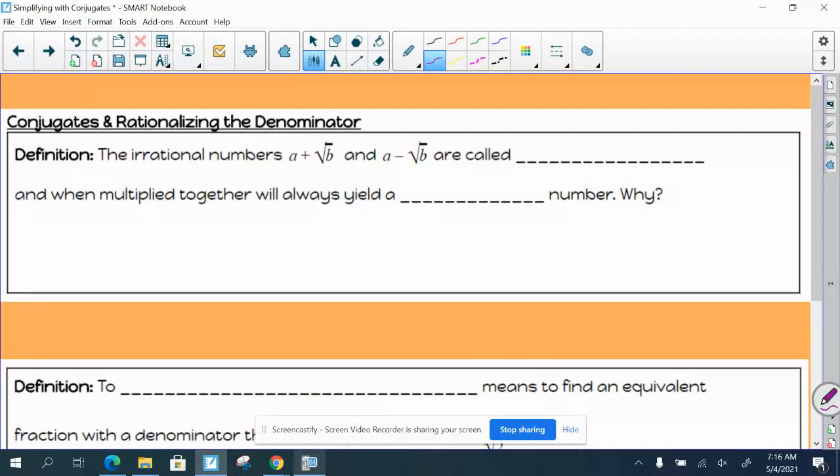So that brings us to the definition of a conjugate. The irrational numbers a plus square root b and a minus square root b are called conjugates.